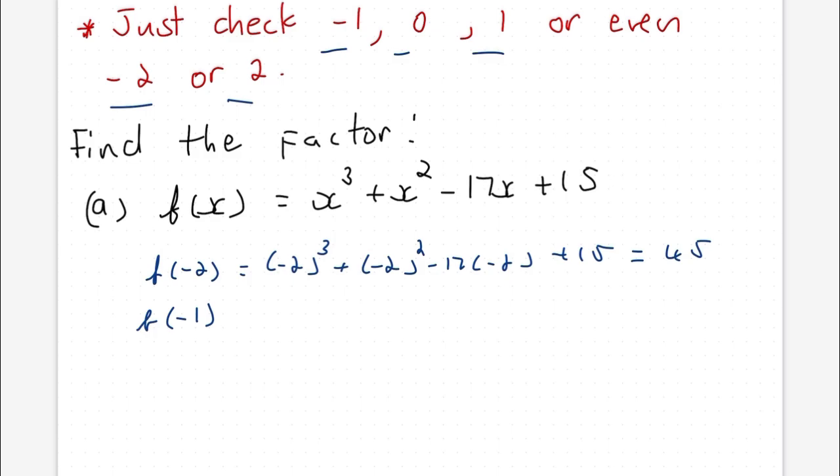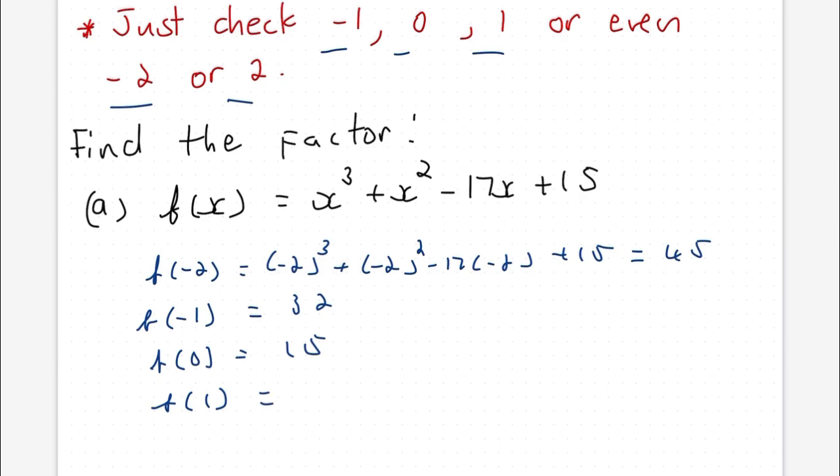Let's try minus 1. Just replace the 2 with a 1. Minus 1. Now that gives me 32. It's not 0. If I try 0, I'll get 15. So f of 0 is 15. Let's try f of 1. Remember, the hope is we want to get to a 0. We want to find the c that makes f of x 0.